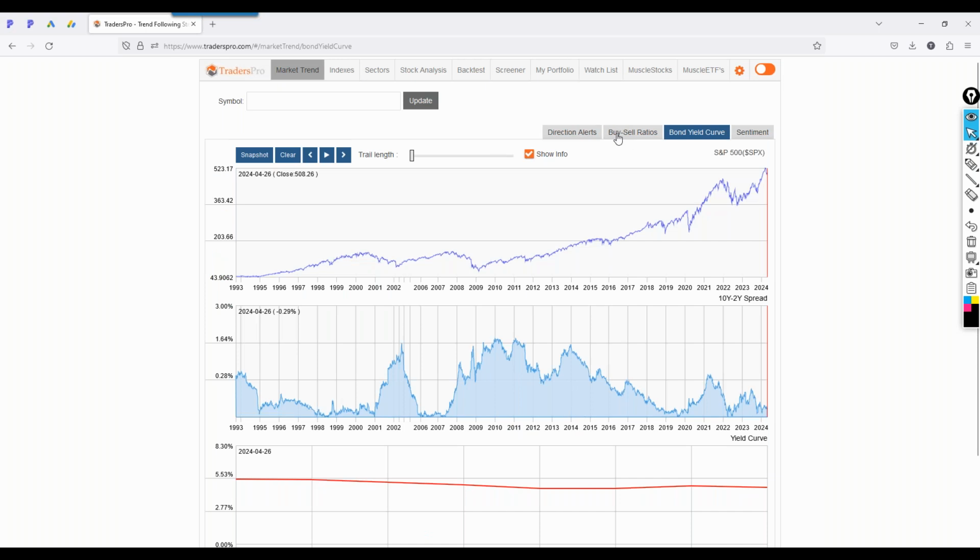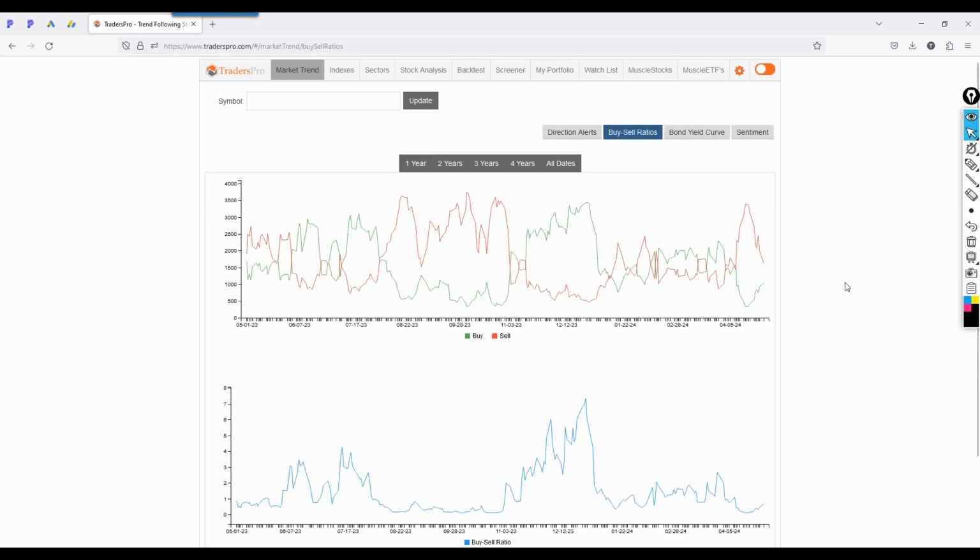I mentioned this last week: don't add anything new, or even lighten up your positions depending on how many holdings you have, if the buy sell ratio is less than 1. Right now we're down here and we're sitting at 0.65. So we're still less than 1.